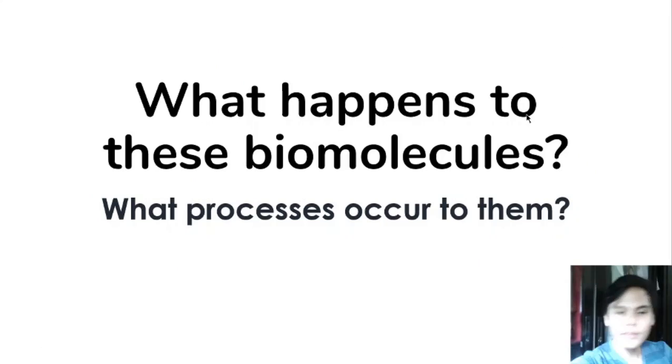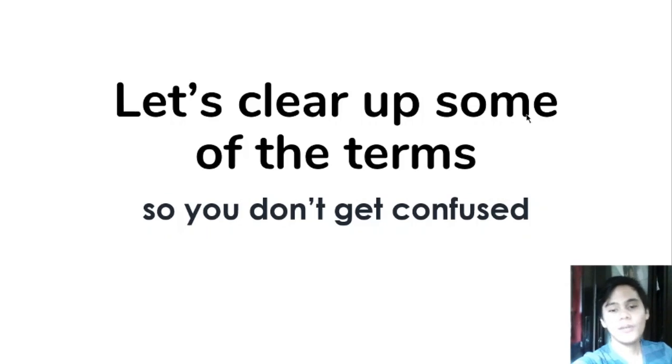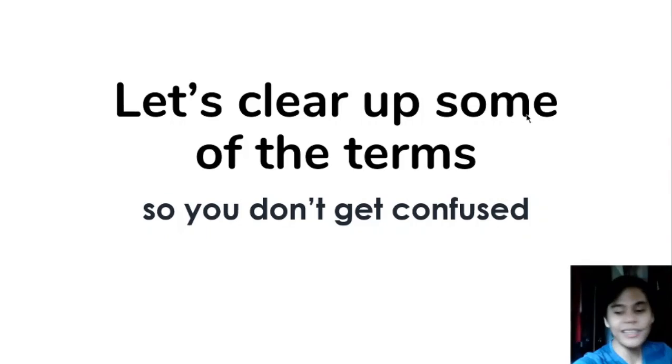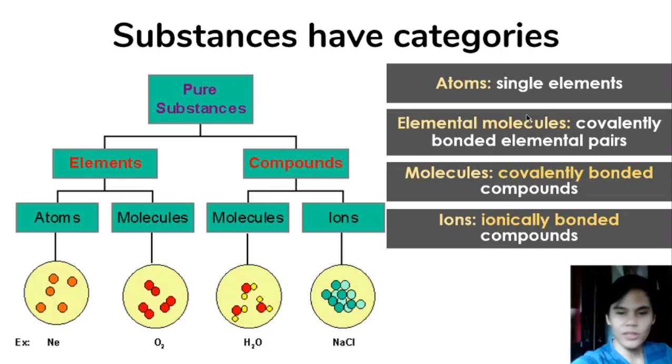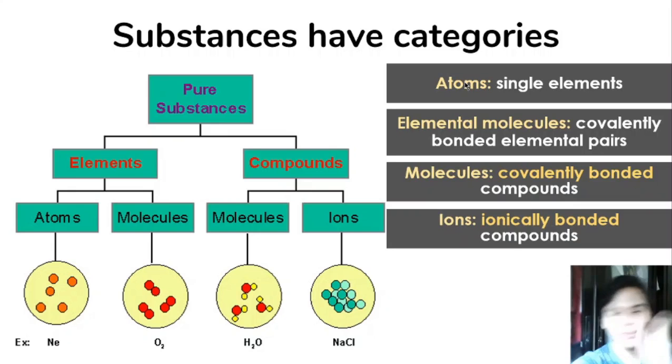Okay, so what happens to these biomolecules? What processes occur to them? We have your chemical reactions, and in the biological context, one of the main ones is your redox reactions. But let's clear up some of the terms first. So substances have categories. Your pure substances can be called your elements or your compounds. Your atoms are single elements. So single atoms of your elements, the fundamental unit of matter, supposedly.